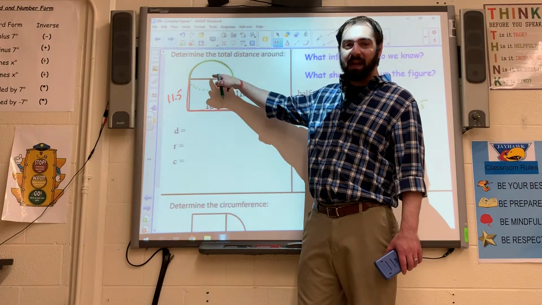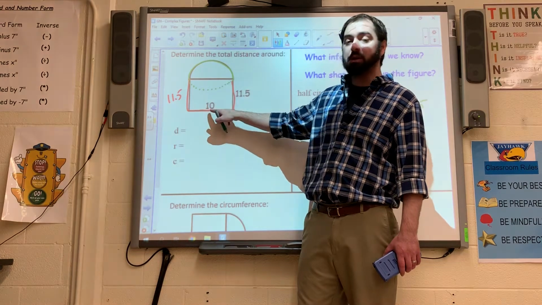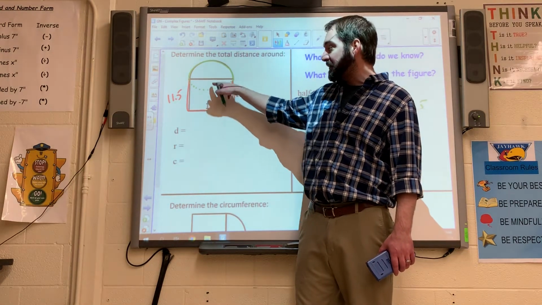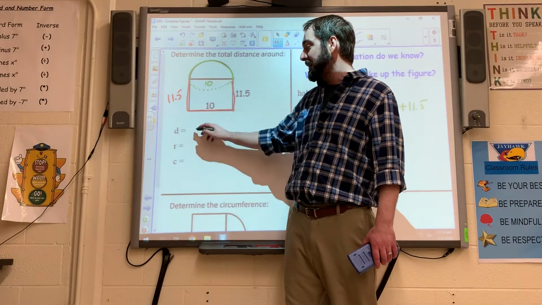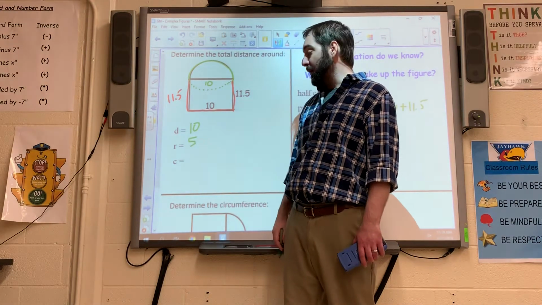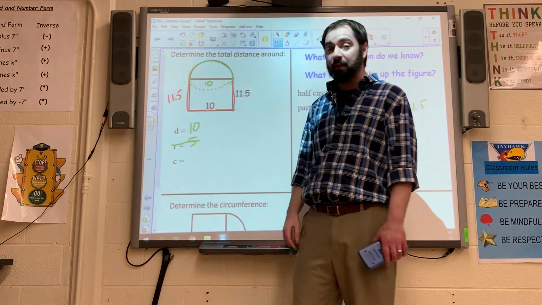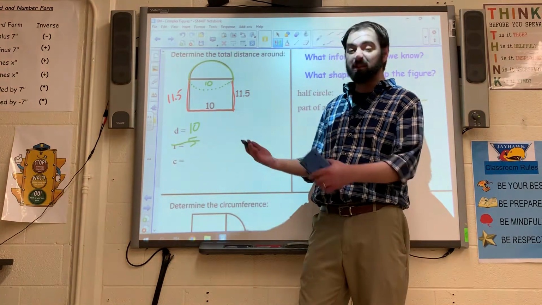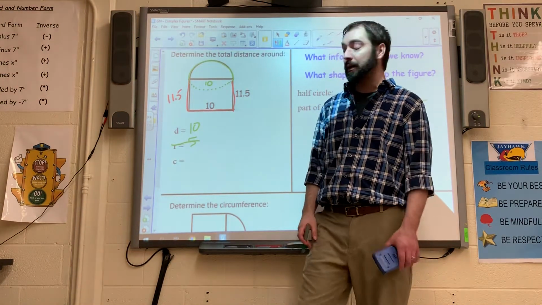Well, they didn't give me a diameter, but they did give me a parallel congruent side. So if the bottom's 10, the top is also 10. Now I know my diameter's 10, my radius is 5, and I want the circumference. So again, I'm going to cross that radius out just because I'm not going to use it. If this was an area problem, I would cross out the diameter.